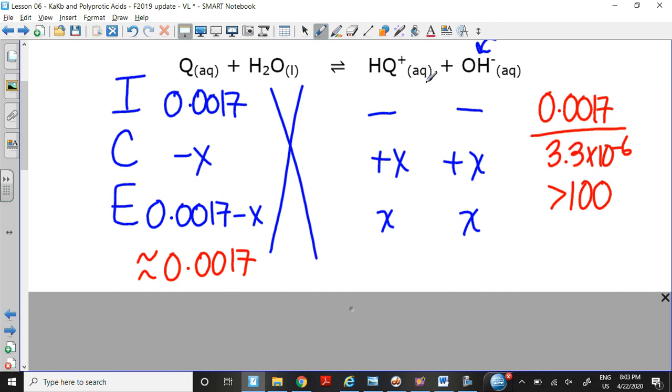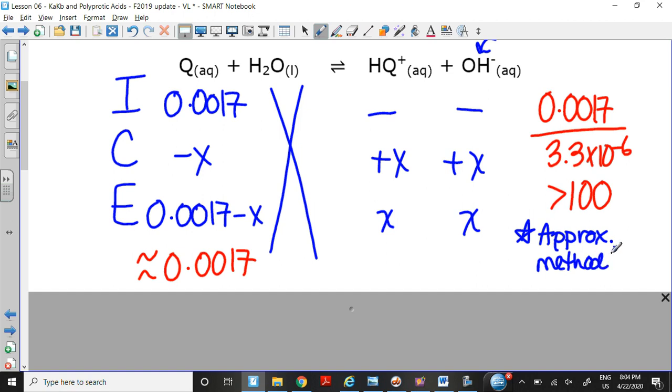Over here, we've got our two ions that form in solution. They're going to gain 1x each because they're both 1 mole. So we have x and x. Then we see this thing over here in red. Do you remember what that is? This is the approximation method.